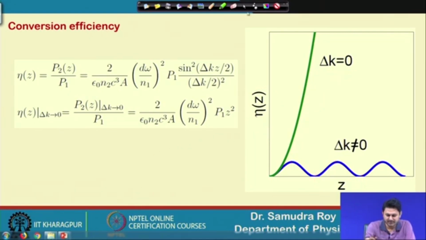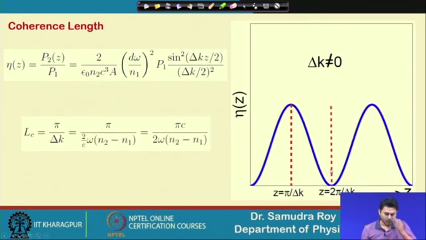So, this is the interesting thing you should remember: when delta k equal to 0 is achieved, the efficiency is increasing like anything, proportional to z square. But on the other hand, if delta k is not equal to 0, the efficiency is not that much; it reaches some maxima and then goes down and so on. So, what is the reason behind that, we need to find out. Now we need to find out what the coherence length is.